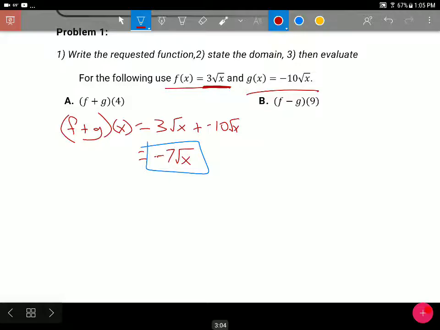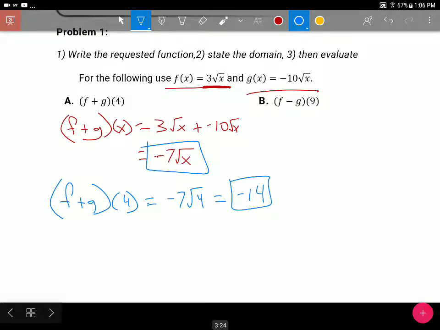If they want you to evaluate it at 4, which is what the actual question asks, then f plus g of 4 is negative 7 times the square root of 4. What's the square root of 4? 2. What's 2 times negative 7? Negative 14. Ta-da! How do you get the negative 14 again? The square root of 4 is 2, and 2 times negative 7 is negative 14.